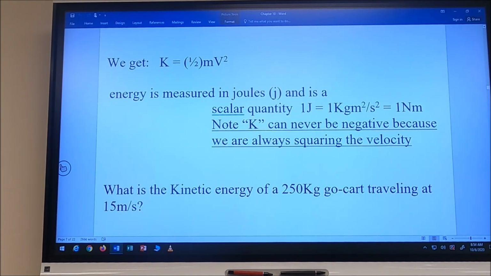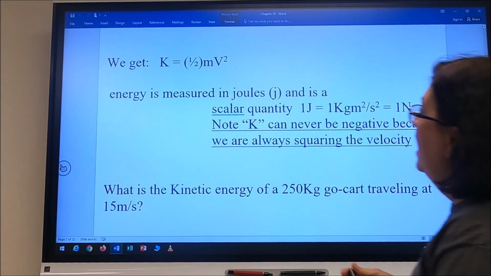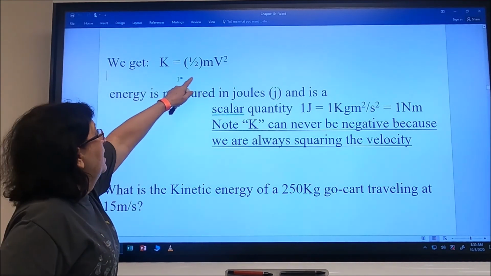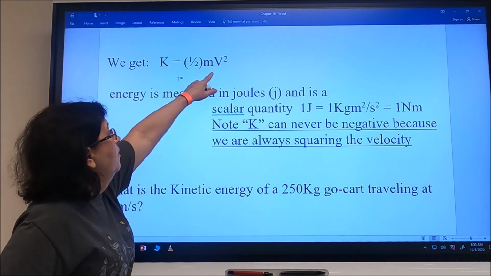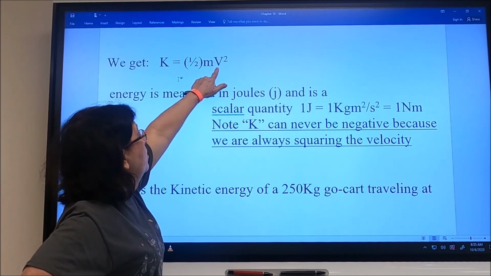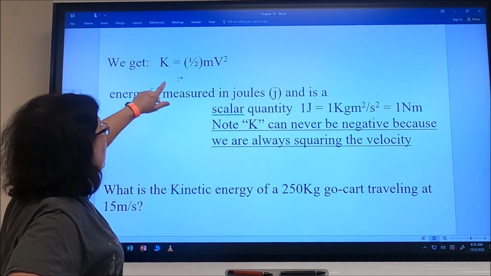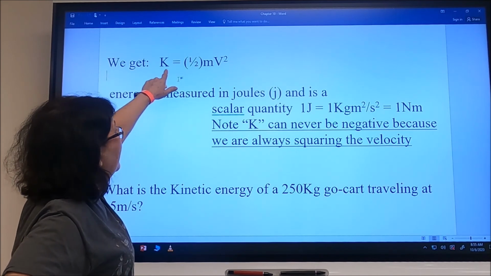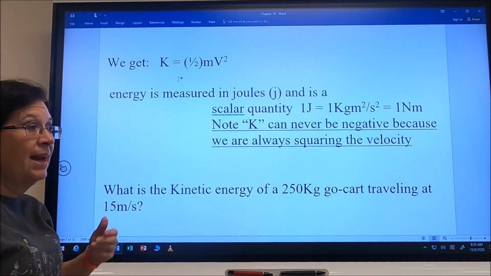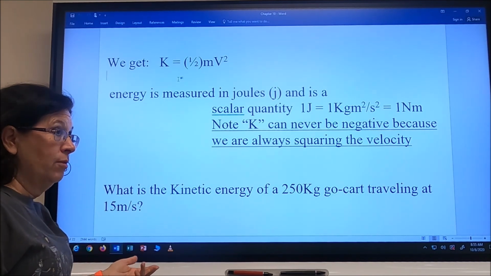Now, the book goes through the whole derivation of this, but I'm not going to go through the derivation. We're just going to cut to the chase. Okay? Kinetic energy here equals 1/2 mv squared. So kinetic energy, you can see, depends on velocity, or speed would be a better thing to say here. Notice that velocity is squared. Since velocity is squared, that means K, kinetic energy, is always going to be a positive value. Kinetic energy can never be negative.